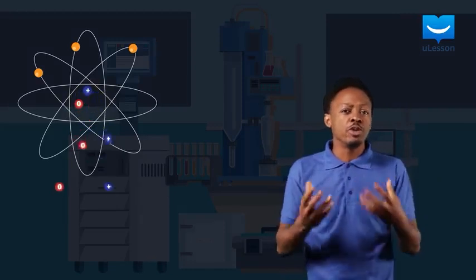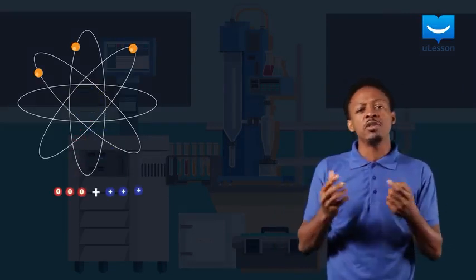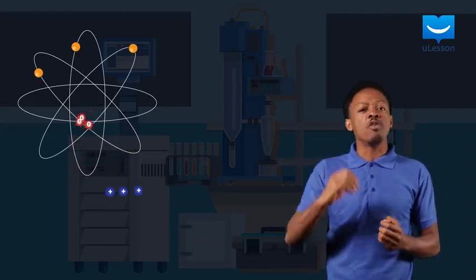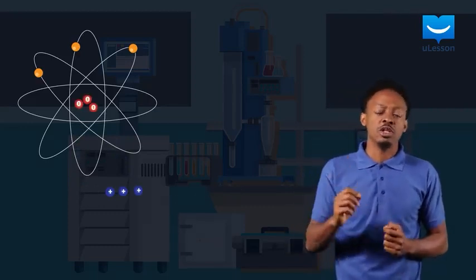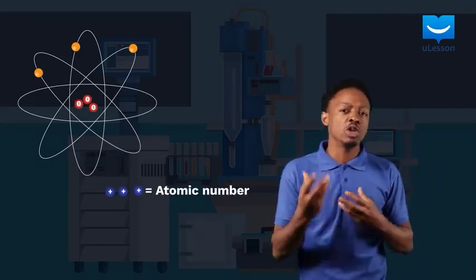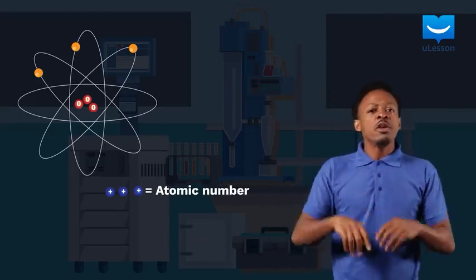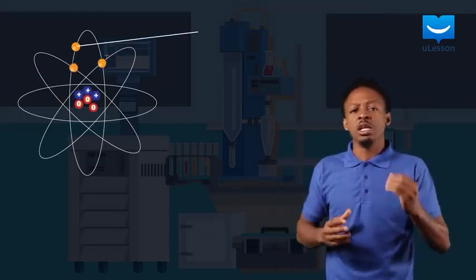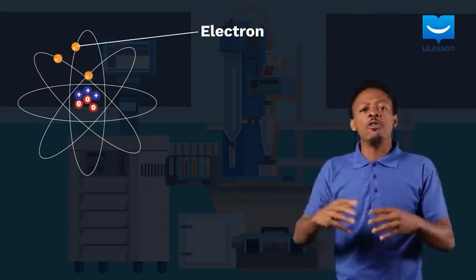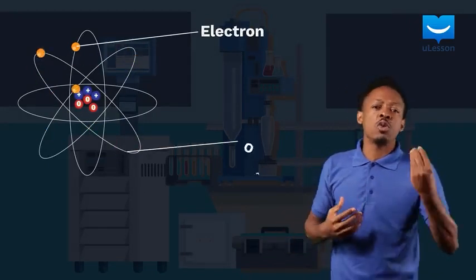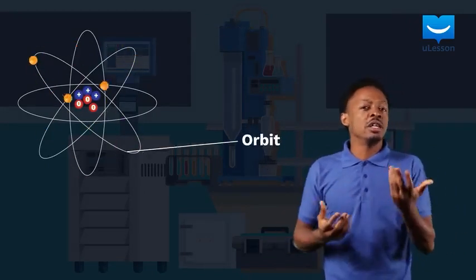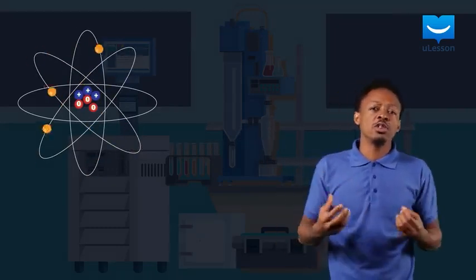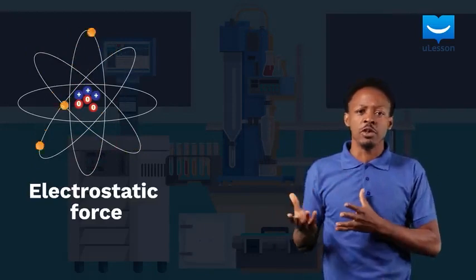The total number of protons and neutrons in the nucleus of an atom is called the mass number of the atom, while the number of protons in the nucleus of the atom is called the atomic number. Revolving around this nucleus are tiny particles called electrons, which revolve around the nucleus in what are called orbits. Electrons are negatively charged and are attracted to the nucleus by a force called the electrostatic force.